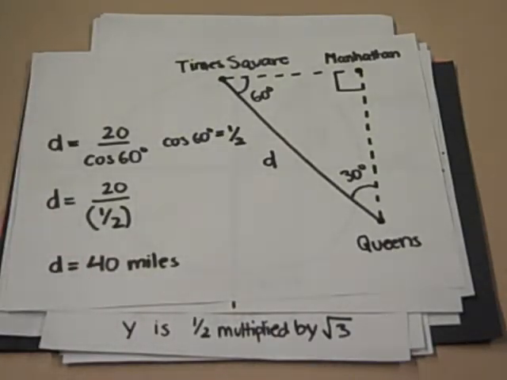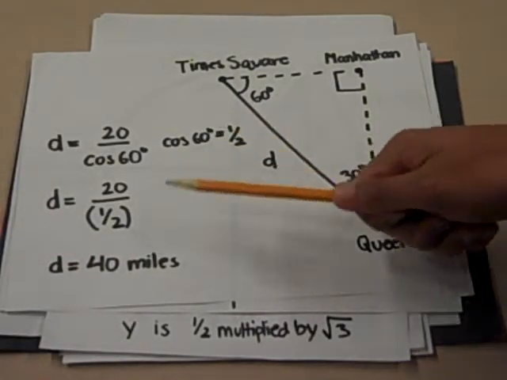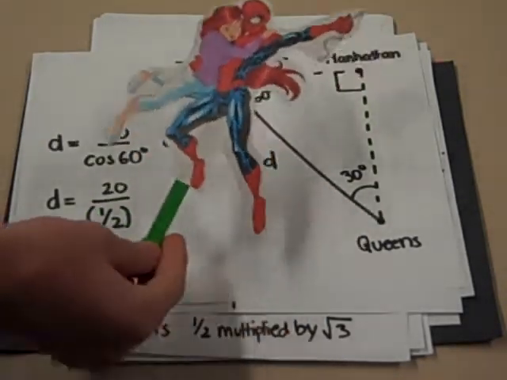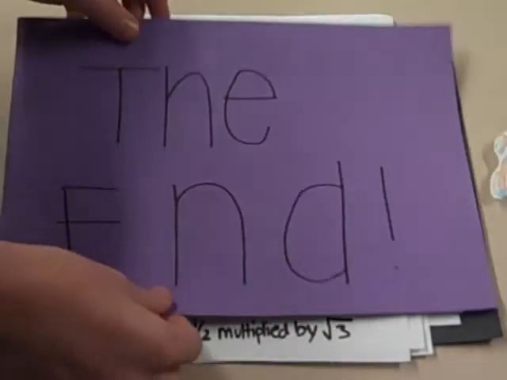Fortunately, Spiderman figured out that he was fast enough to cover 40 miles, and soon enough he saved Mary Jane and they lived happily ever after. The end.